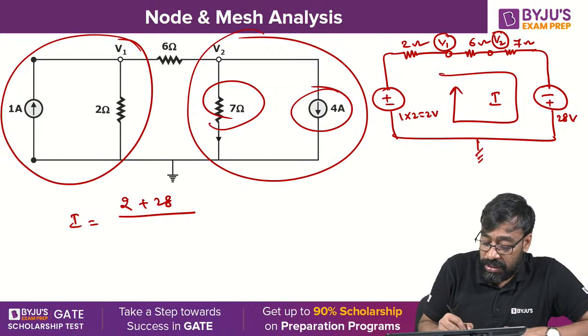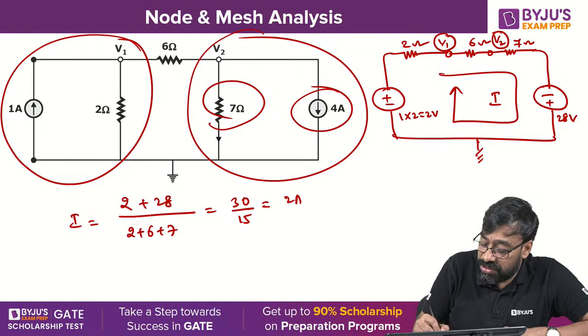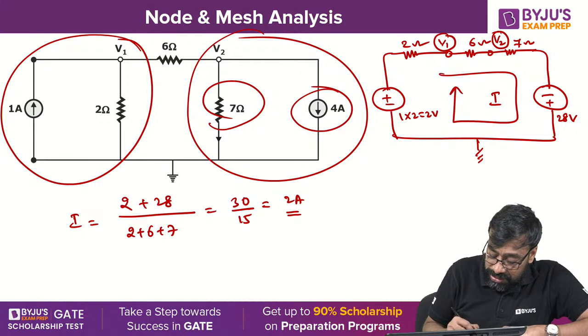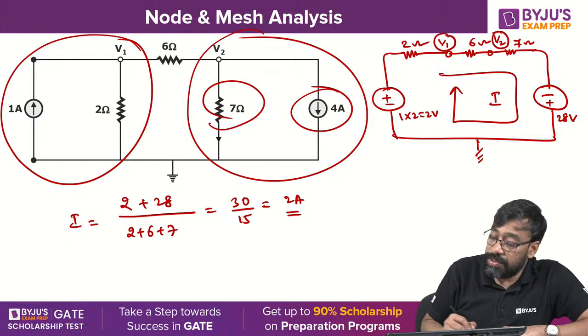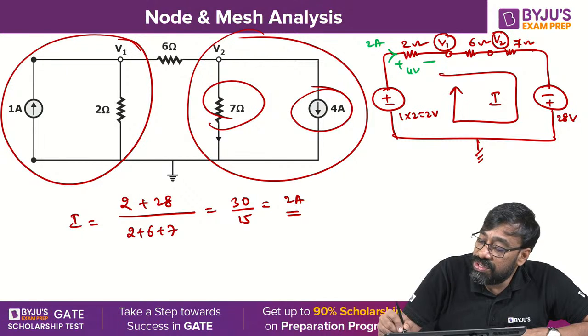How much it is going to be? 2 plus 6 plus 7. 30 by 15. Yes, Ashok, 2 amperes. Very good. 2 amperes. Now when it is 2 amperes, look at this. What is the voltage here when it is 2 amperes? This is 4 volts. Yes or no? What is the voltage here when it is 2 amperes? This is 14 volts. Yes or no?